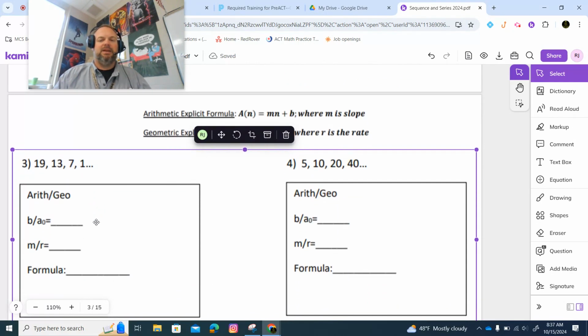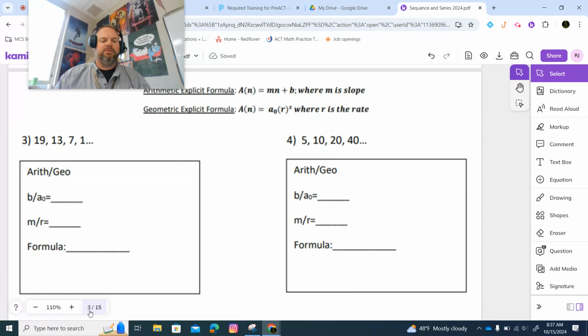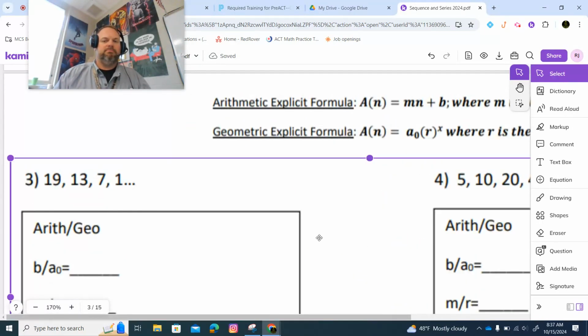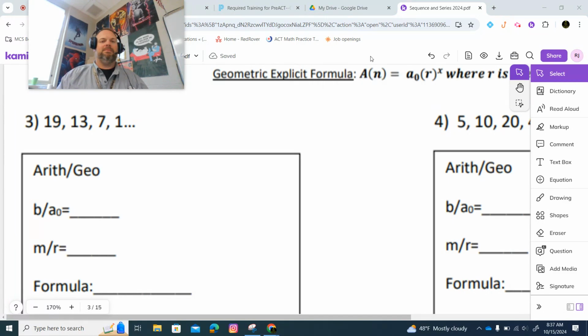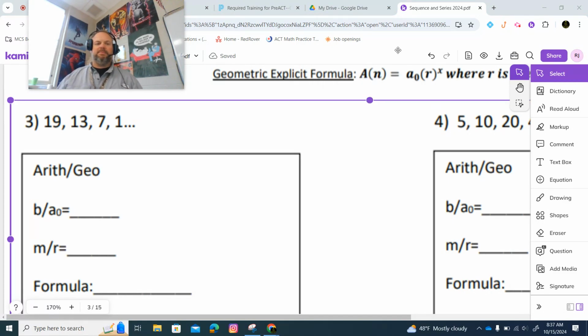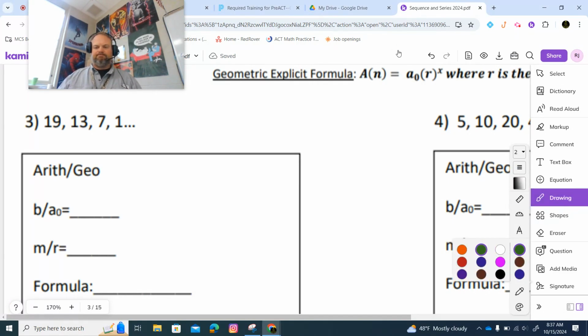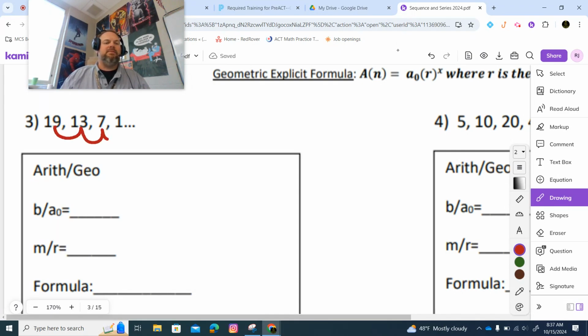Let's look at this one, number 3. That was kind of funny. It went along with the beat. All right, awesome. So this goes 9, 13, 7, 1. What's happening here? Subtracting 6.